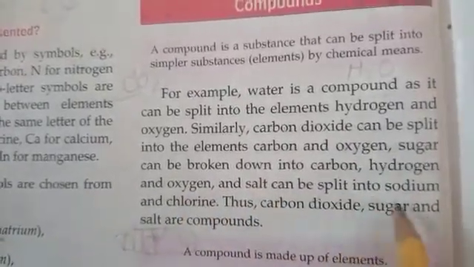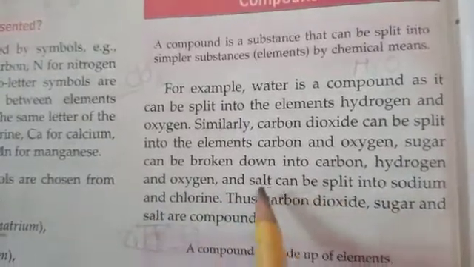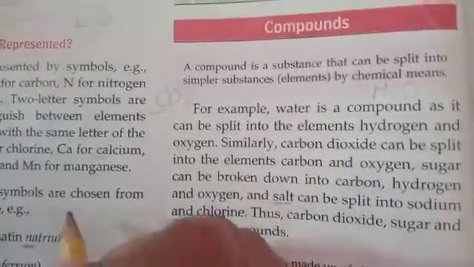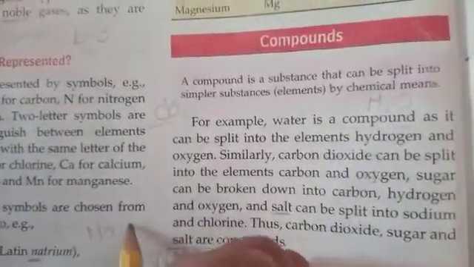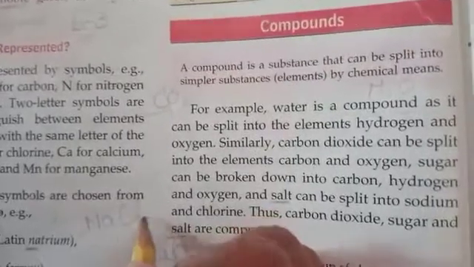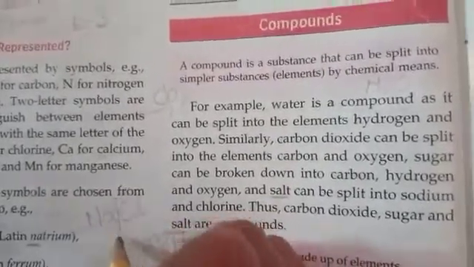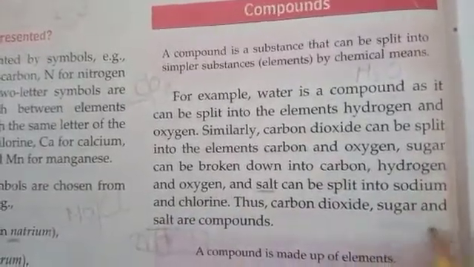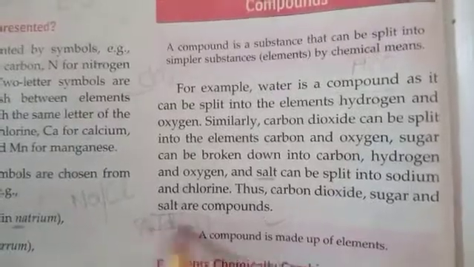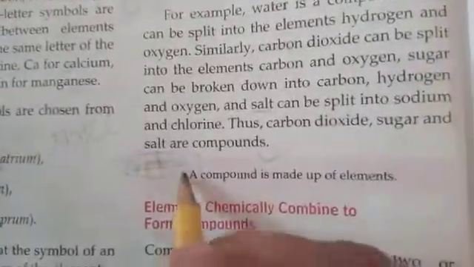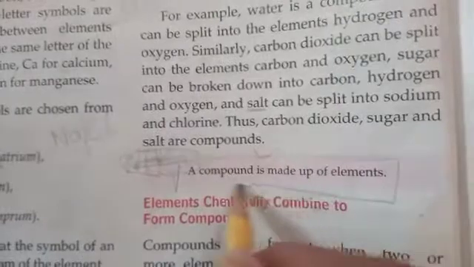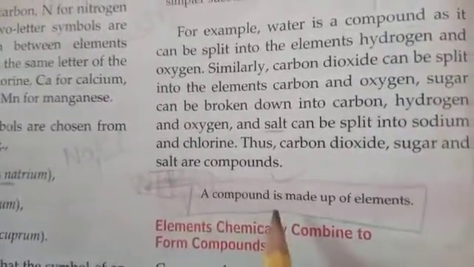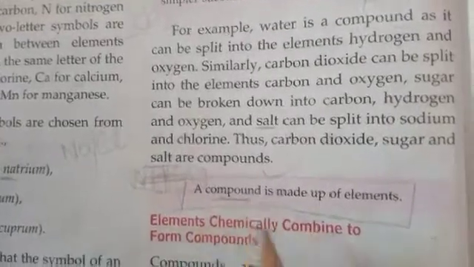Salt can be split into sodium and chlorine because of the formula of salt, common salt that we use in the kitchen, which is NaCl, sodium chloride. When we split it, we get sodium separate and chlorine separate. Carbon dioxide, sugar and salt are the compounds. Here it is given that a compound is made up of elements. I told you that two or more elements when combined with each other form a compound.